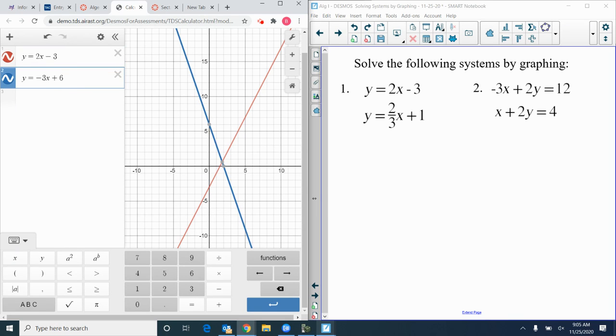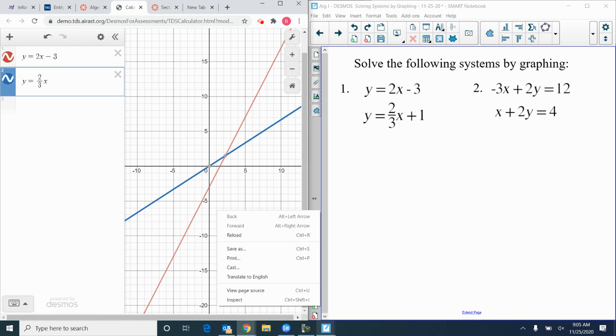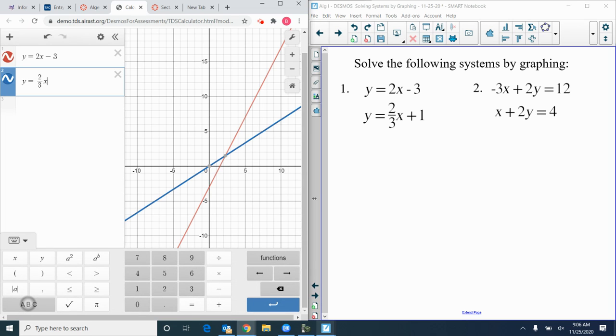The next one, let's see. To put in a fraction, where is that? I think if you just hit 2 divided by on your keyboard, it'll make it a fraction. Then for the 3, you've got to hit the right arrow key to get out of the denominator. Then you put in an x, and then you hit plus 1.